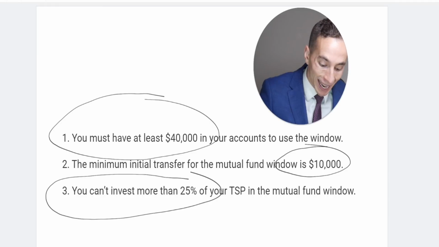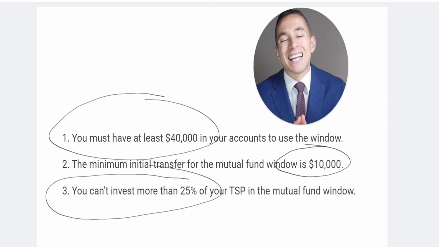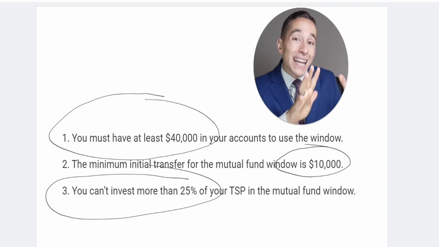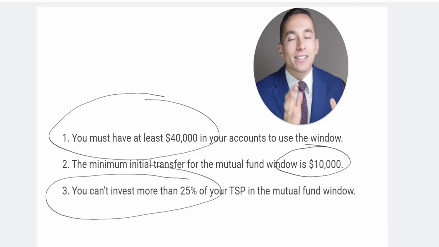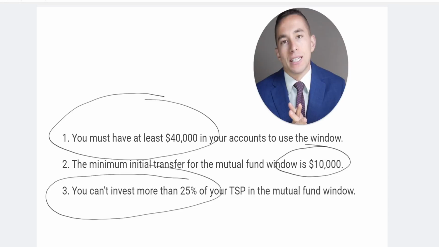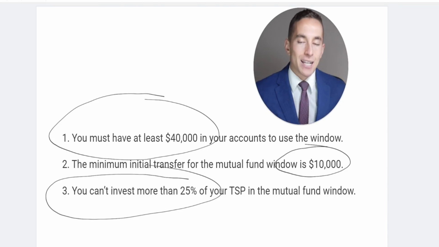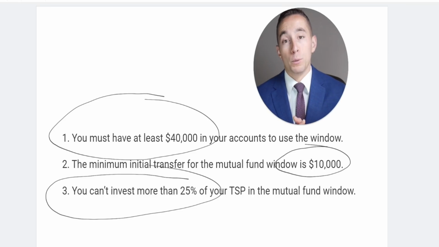Lastly, you cannot invest more than 25% of your money in the mutual fund window. So at least 75% of your money has to be in the core 5 funds of the TSP or the L funds, right? They have to be in those TSP funds. You cannot put more than 25% in this new mutual fund window. So those are the base rules, okay?